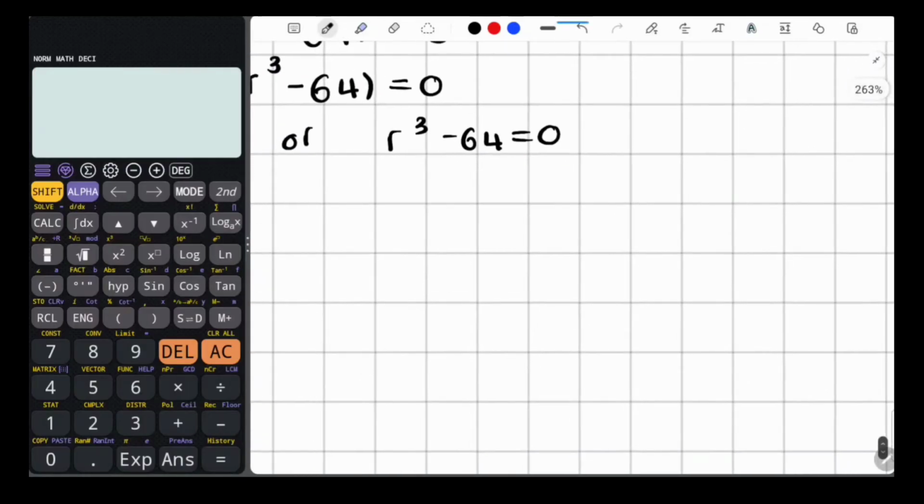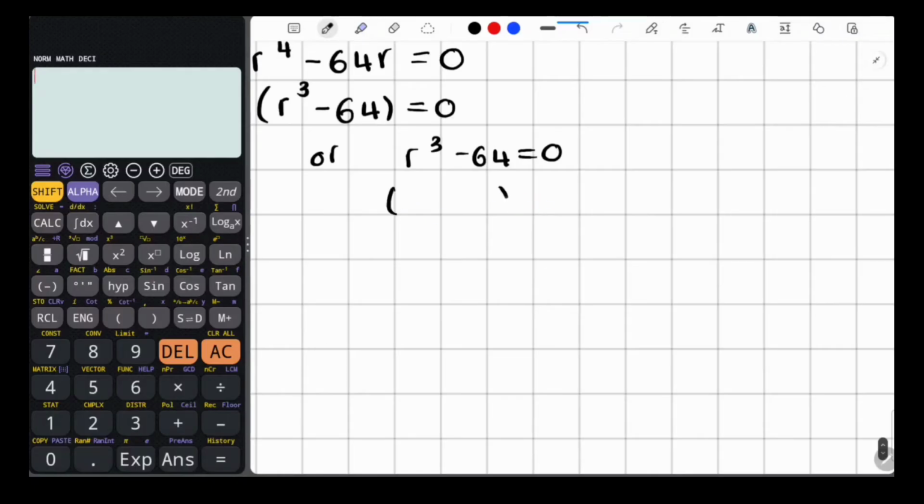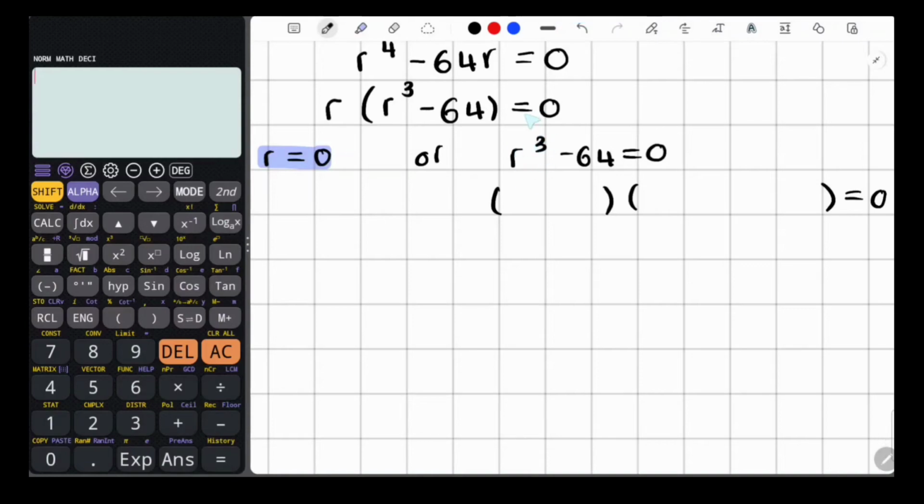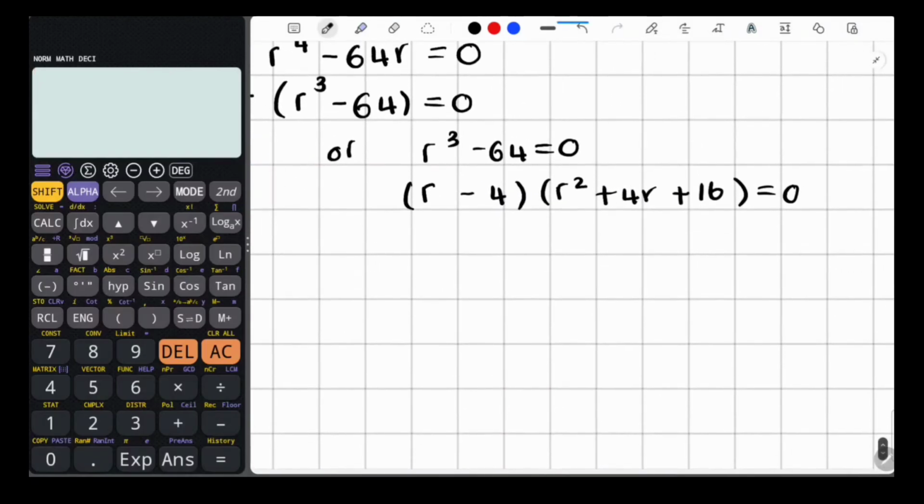So since this is difference of two cubes, you could have done this. Open up a small bracket and then a bigger bracket, set it equal to 0. Then you say the cube root of r cubed, which is r, and the cube root of negative 64, which is going to be your negative 4. And then to get the other bracket, you're just going to say this r, square it. That's going to be r squared. And then your negative 4, also square that. That's going to be positive 16. Okay, then you're going to say r multiplied by negative 4, which is negative 4r. Then change the sign to a positive. So that's positive 4r. Okay, so this is another way.